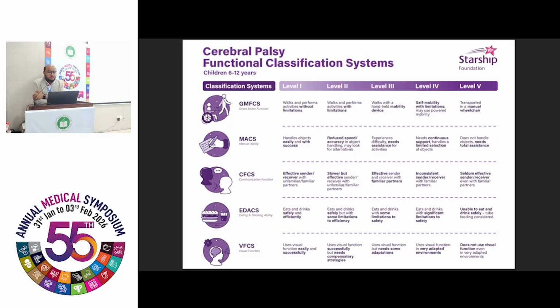This is the gross motor function classification. It is very important for the involvement, and you say how much of the body is involved and what the grade is. The other scoring systems are manual ability, functional communication, eating, drinking, and visual. One important one is GMFCS, gross motor function.